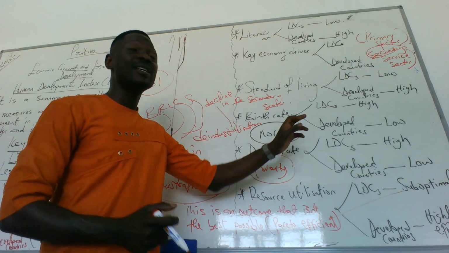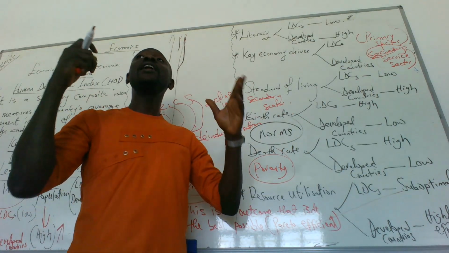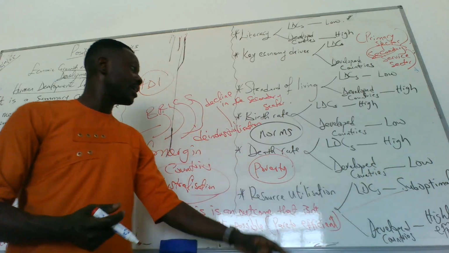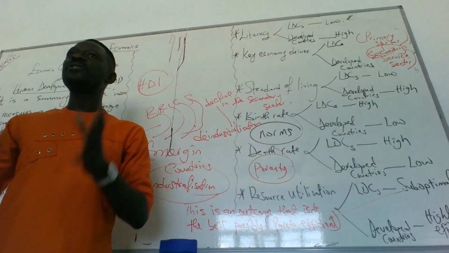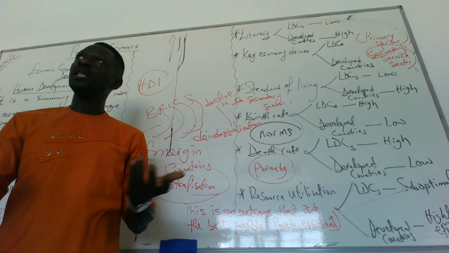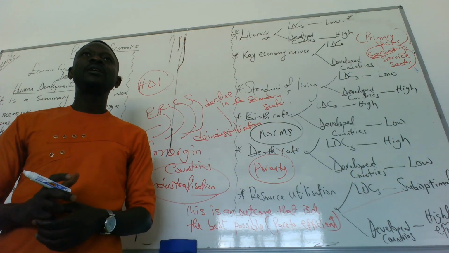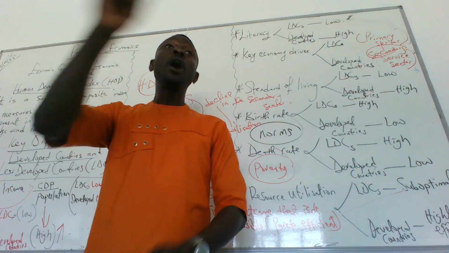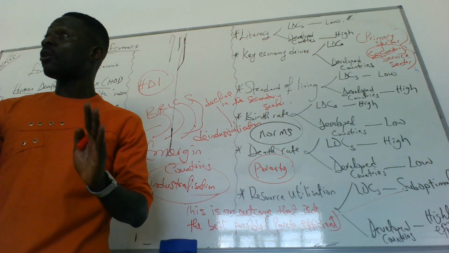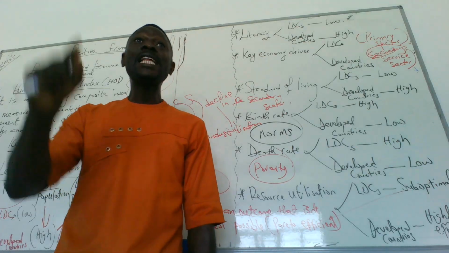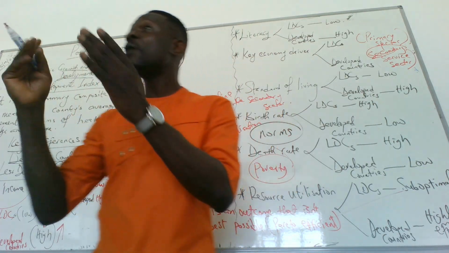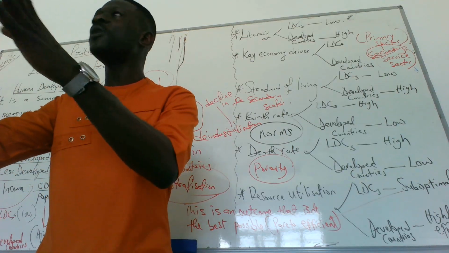Then we have the birth rate. Less developed countries have a lot of births compared to developed countries, like Nigeria, one of the most populous countries. China too. But China cannot be called a less developed country. China uses population as its strength, not weakness. Less developed countries use population as their weakness.